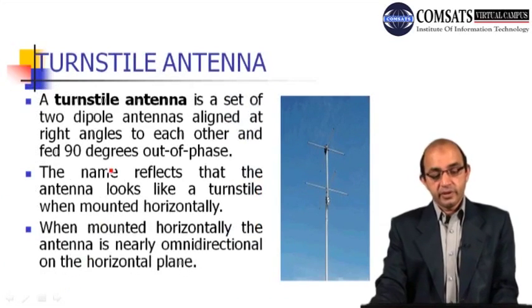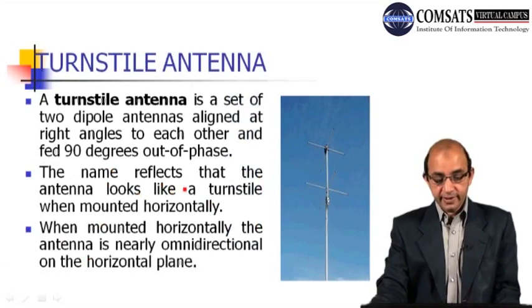So turnstile antenna, so again, is a set of two dipole antennas aligned at right angles to each other. So two dipole antennas, they are aligned at right angles to each other and fed 90 degrees out of phase. The name reflects that the antenna looks like a turnstile when mounted horizontally.